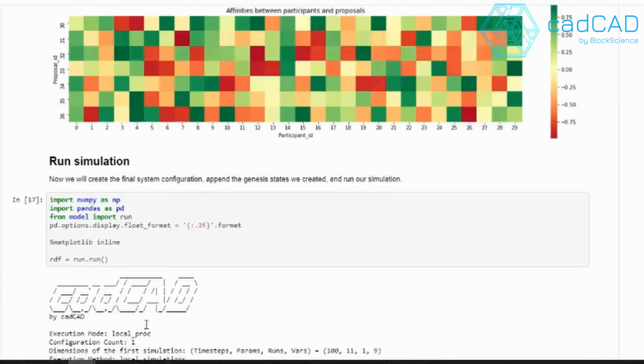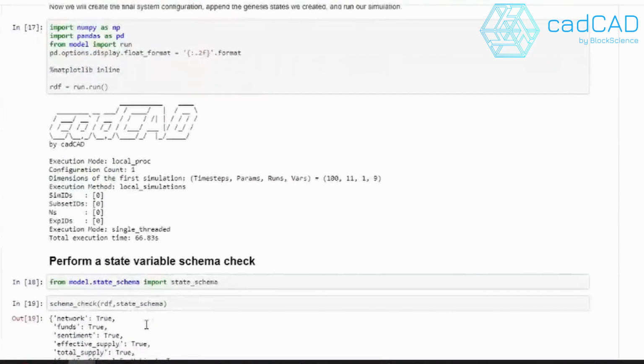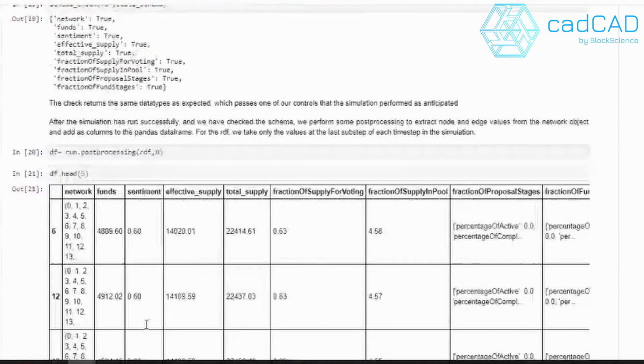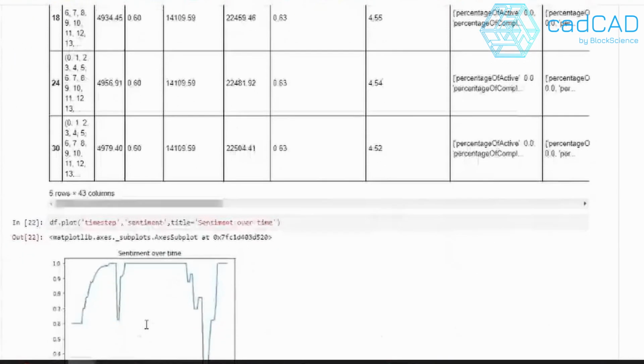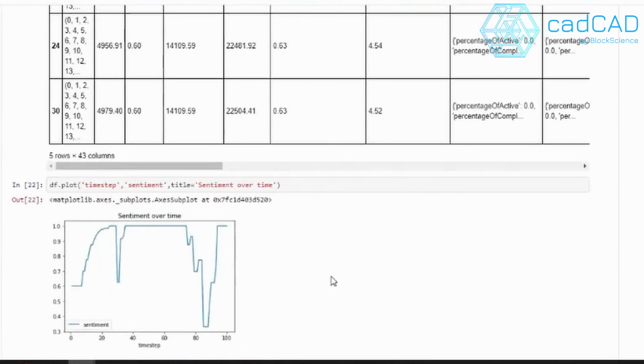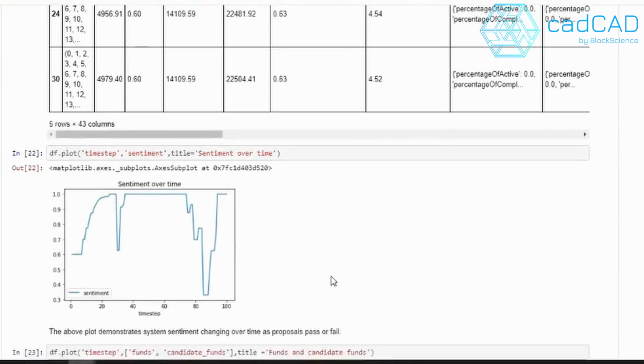And then we can finally run the simulation, and then we verify the schema, that everything's doing what we thought it was going to do. We're looking at the resulting data frame. Everything comes out in pandas data frames, which is very common in data science for processing.